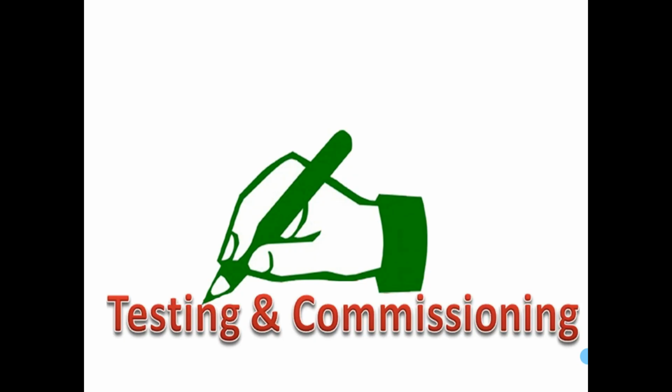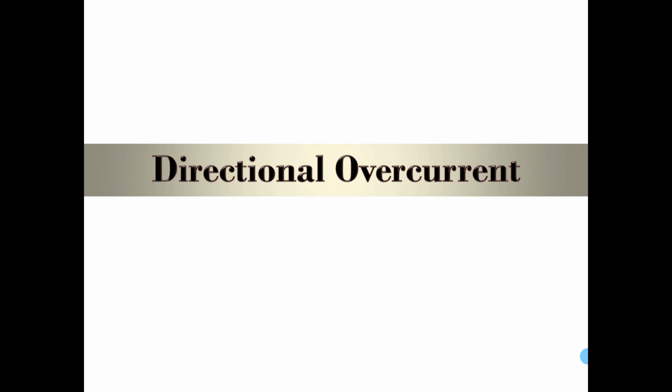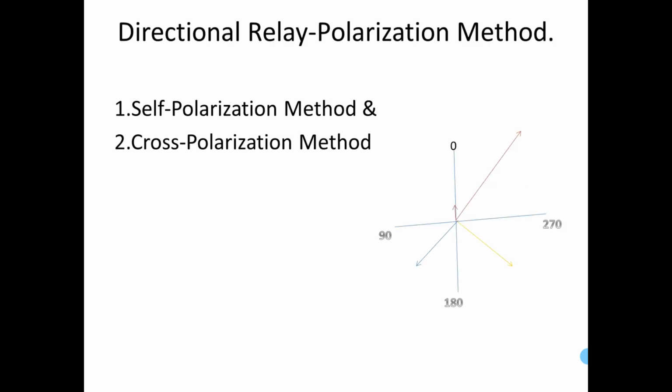Here we are going to see about the directional overcurrent protection. To find this protection, there are many methods available. Out of that, only two methods are widely used. One is the self-polarization method and the other one is the cross-polarization method. First we will see how the self-polarization method works.